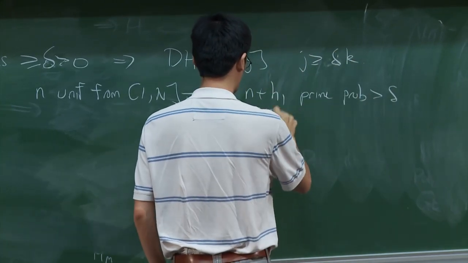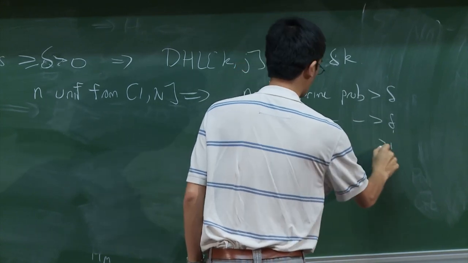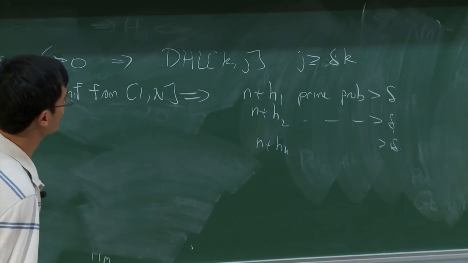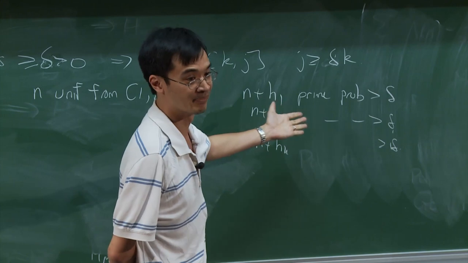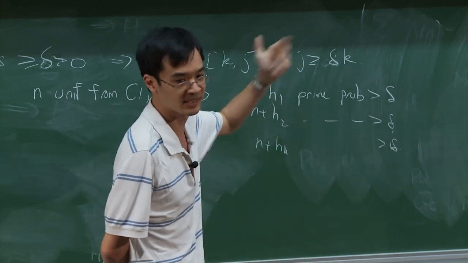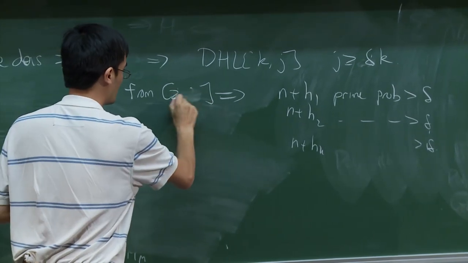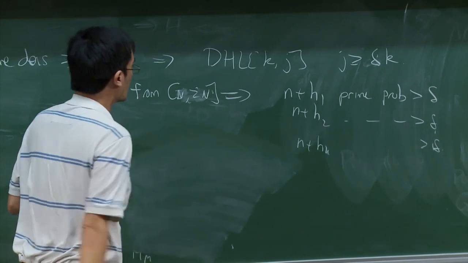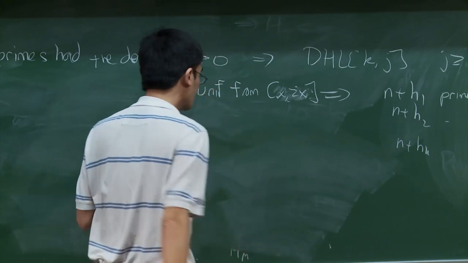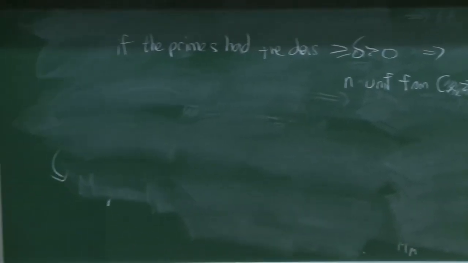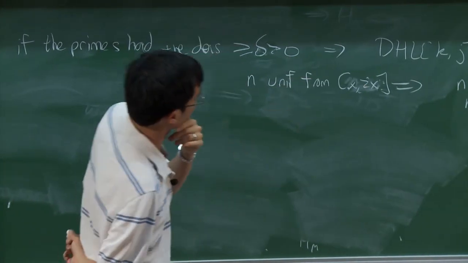And n plus h2 is prime with probability at least delta, and so forth. So just from the linearity of expectation, the total expected number of prime numbers you get inside this k-tuple should be at least k delta. And so if k delta is bigger than j, then this must happen at least once. Actually, rather than 1 to n, let's make it x to 2x, because that's my notation very shortly. And then you let x go to infinity, and you get infinitely many such tuples. So if it has positive density, it would be very easy to get these sorts of results.